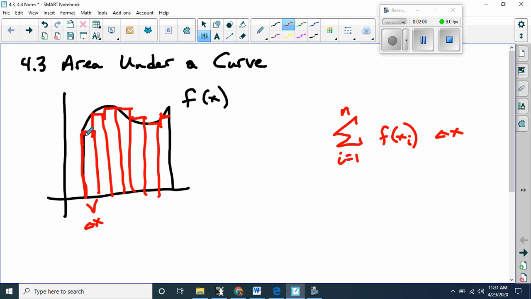Now, the more rectangles we have, if instead of 7 rectangles I drew 20 rectangles in here, the area is going to be a better representation of the overall area. And if I had 100 rectangles, it would be even better, or 1,000 rectangles, or 1,000,000 rectangles. The exact area under the curve would be if I have an infinite number of rectangles. We can't have an infinite number of rectangles, so we say that we want the number of rectangles to approach infinity. This gives you the area under a curve.